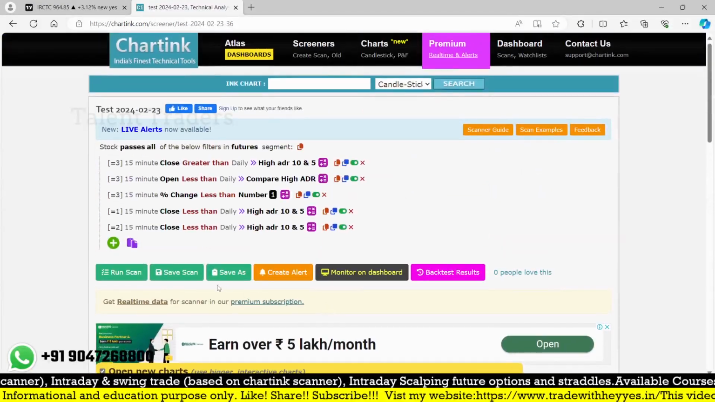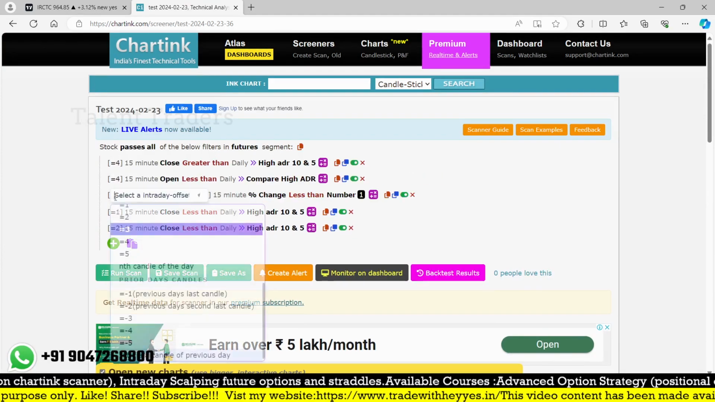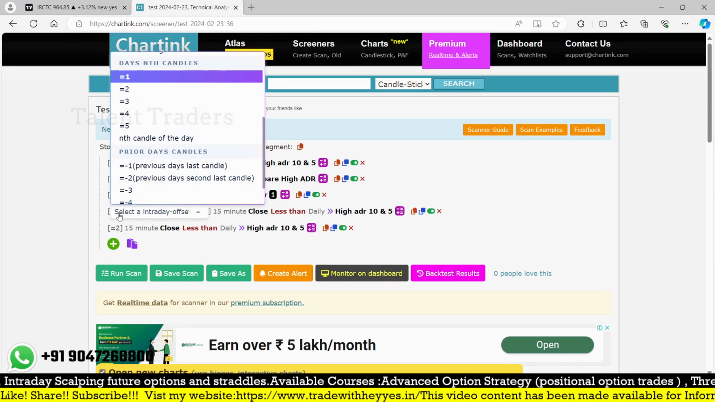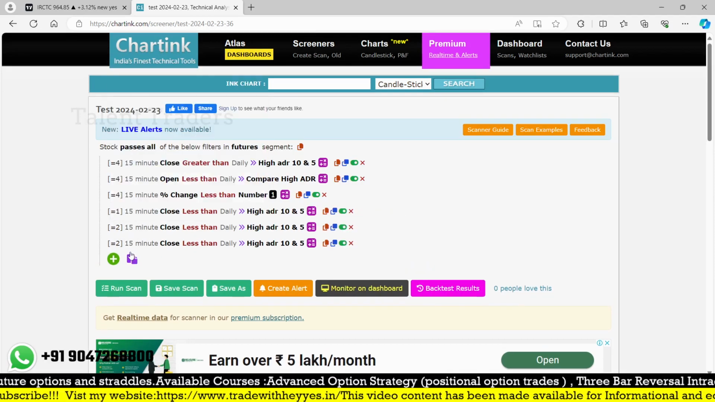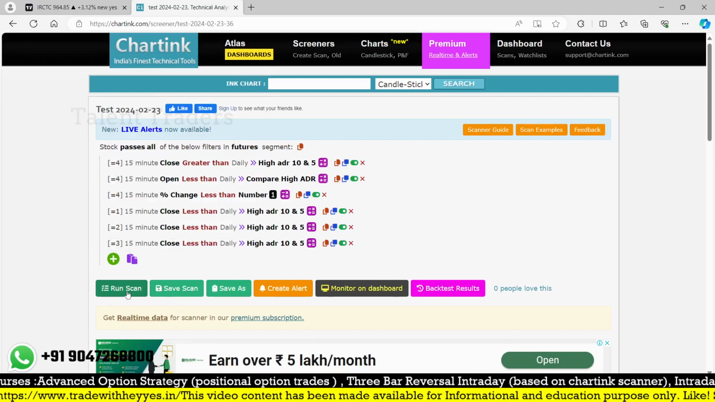Same like that, we can take the fourth one. Maybe I will make the same for a dashboard. So for those who are focusing on a very small stop loss, this will help you.